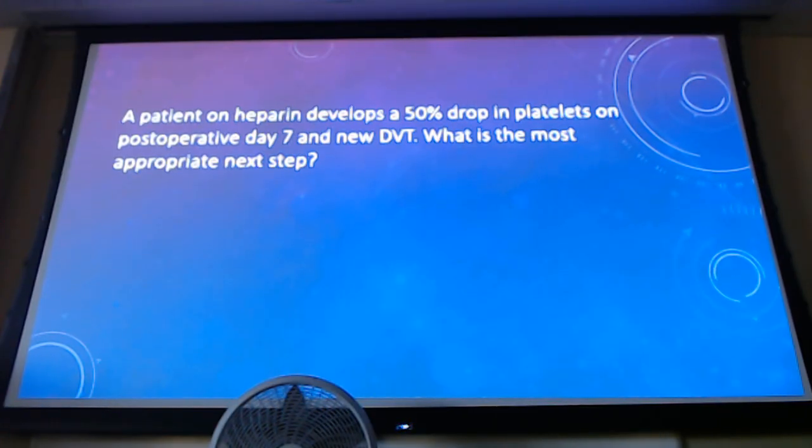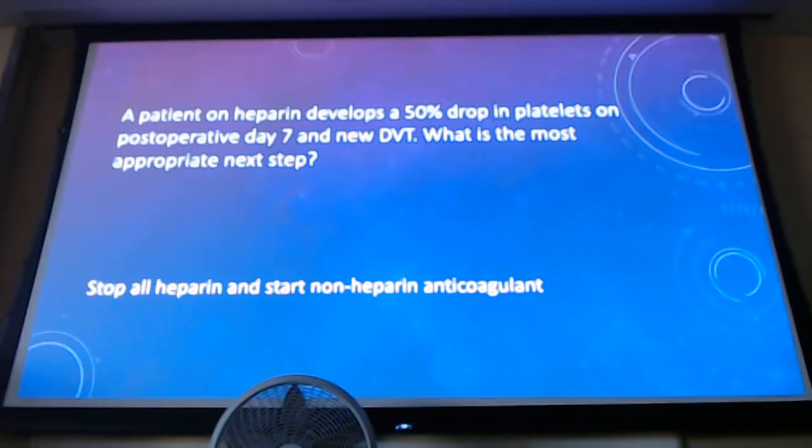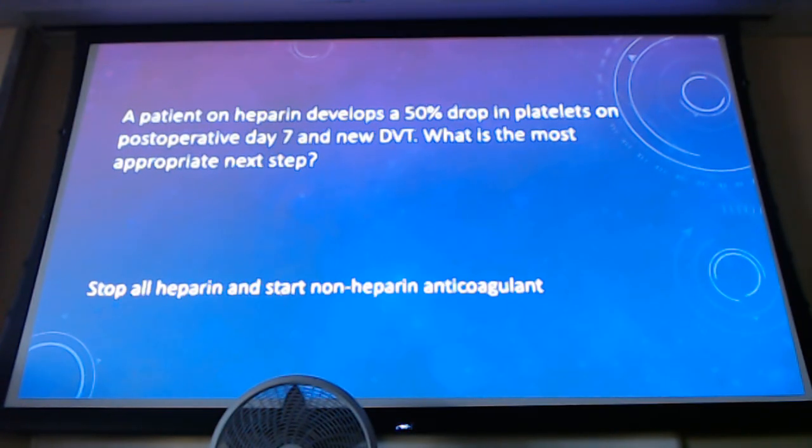Yes, but you have HIT, right? Heparin-induced thrombocytopenia. Okay, it's not just thrombocytopenia. It's got to be heparin-induced because she's on heparin. So what are we going to do if she's in HIT? We're stopping all heparin. But now she has a new DVT. So is that it? No. Do we stop there? No. Alright, we got to fix the DVT. So a non-heparin anticoagulation. Okay? So you got to recognize HIT.